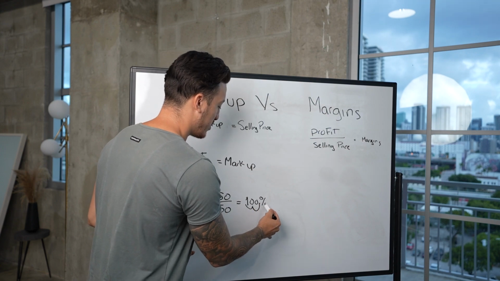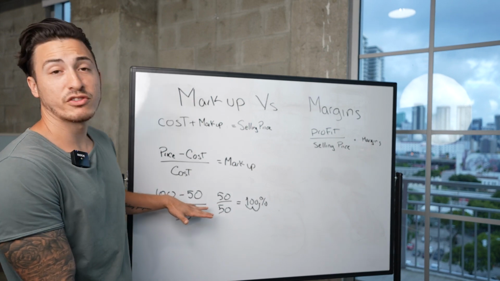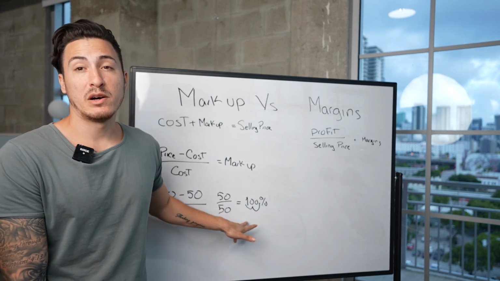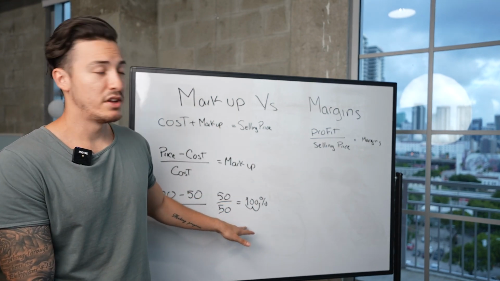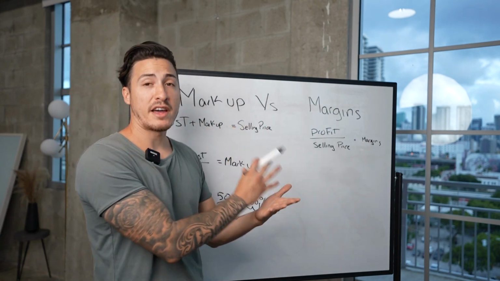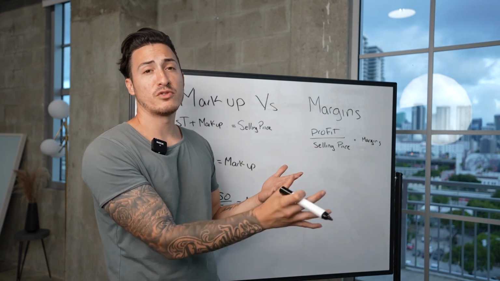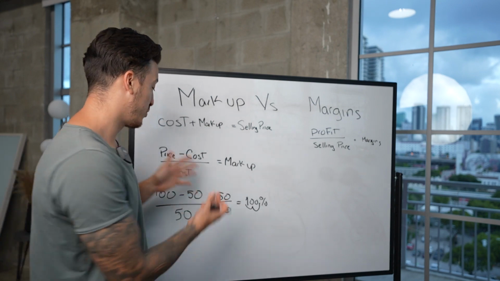So this is 100%. If you sell something that costs you $50 and you sell it for $100, your markup is 100%, right? That is your markup. You're marking your product up 100%. It costs you 50, you add another 50, which is 100% of 50, and then you get the price of $100, which is the selling price. Very simple concept when you use an example.